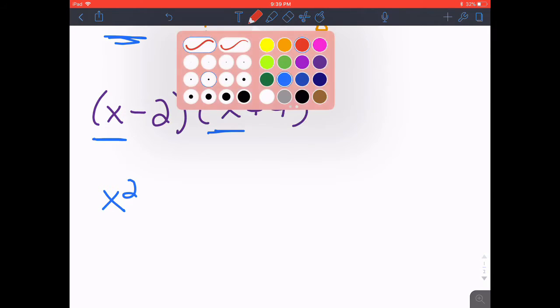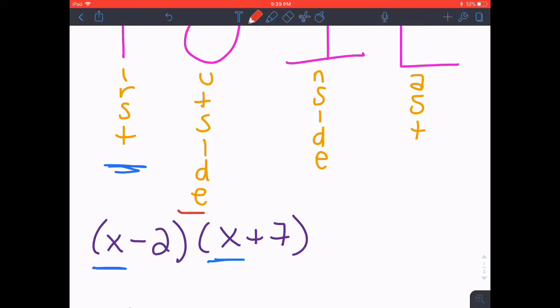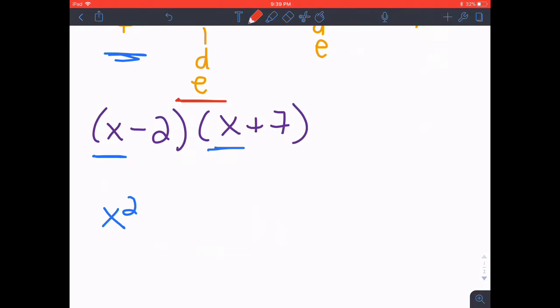So now the second one we're going to go with is the outside. Now this means for the whole expression or multiplication as a whole, the outer terms. In this case, it would be x and positive 7. So now you're going to multiply these together. And when you do that, you get 7x. Then you take the 7x and you add it to x squared. Whether it's negative or positive, you always add it. So you get plus 7x.